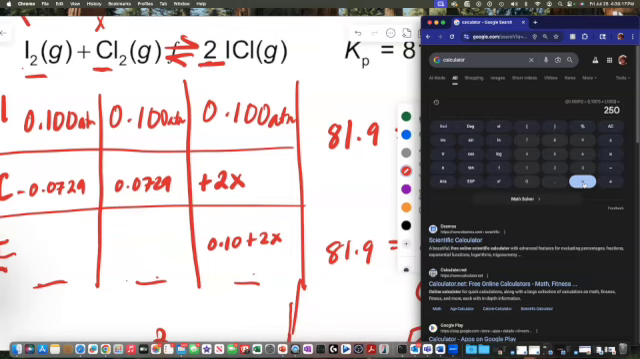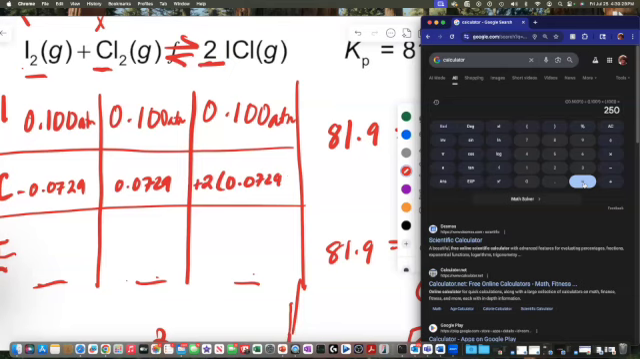Let me delete this. Okay. 2 times 0.0729, plus, so here I get 0.145. And then let me divide that by 2 to get the original number. I forgot and I did my math on the calculator. Y'all, it's fine. Okay. So I forgot I had a calculator there.